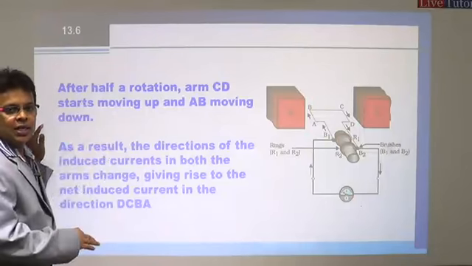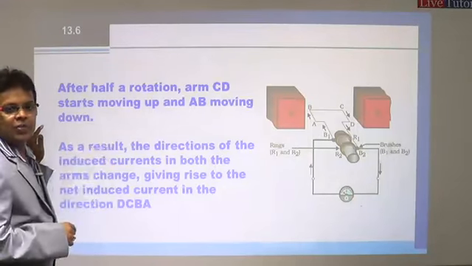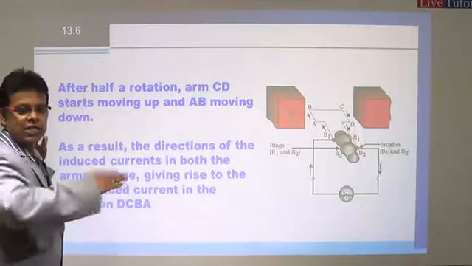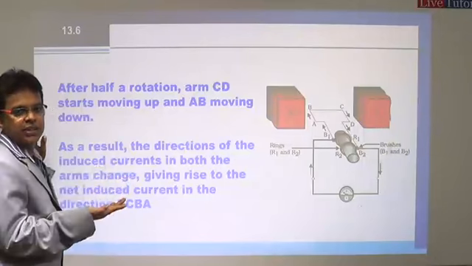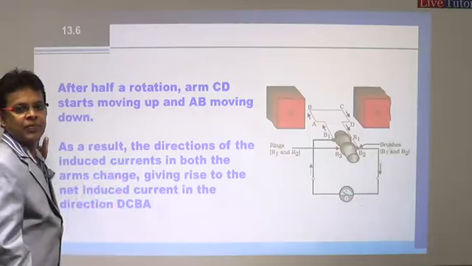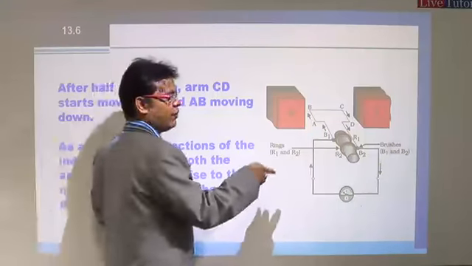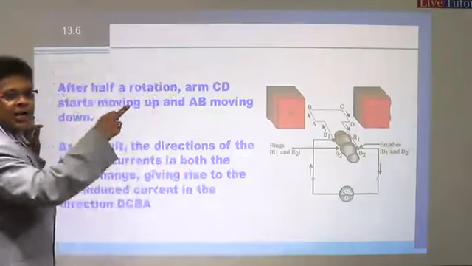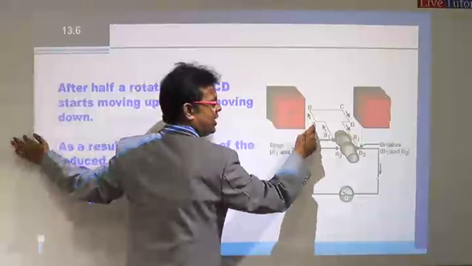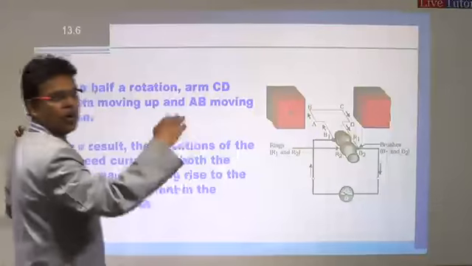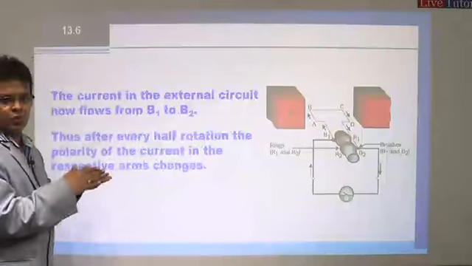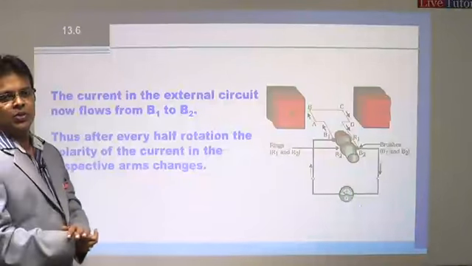Now as a result, what will happen again? The direction of current in both the arms will change, because we are changing the orientation of the coil. Direction of coil is changed, that is, the direction of force is changed. So due to that, the current will also change. The current will flow from D, C, B, A, in the opposite direction, because the arm is now here. So what will happen to the direction of current in the external circuit? Earlier it was from B2 to B1. Now it is from B1 to B2.